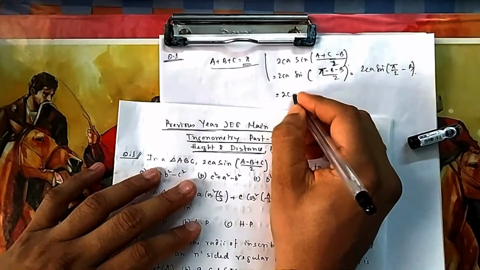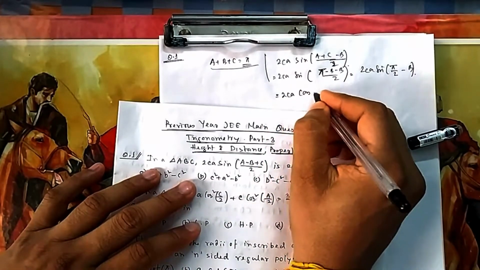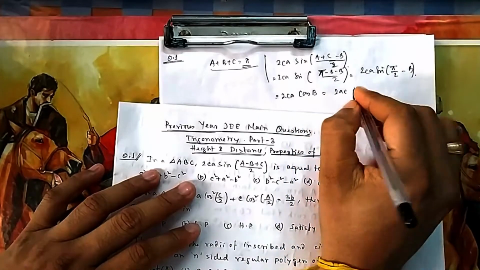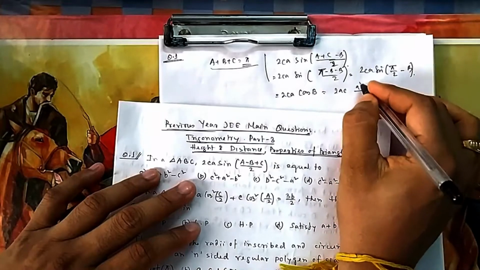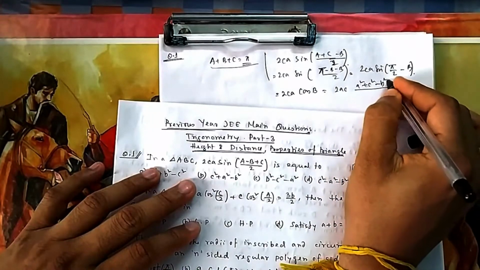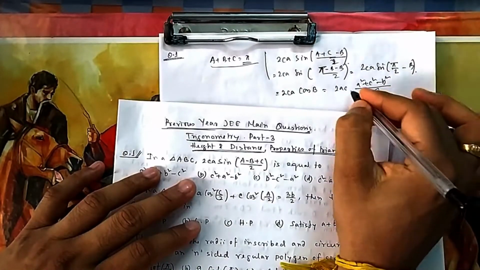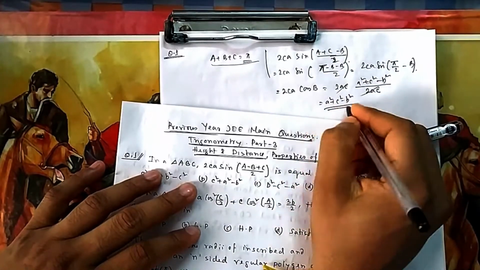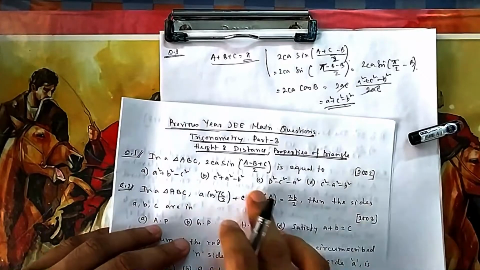Okay. What is sin(90 − theta)? It is cos B. What is the formula for 2AC cos B? You know the cos B formula: (A² + C² − B²)/2AC. So 2AC gets cancelled, and you got your answer. Simple cosine law is used. That is your option B.